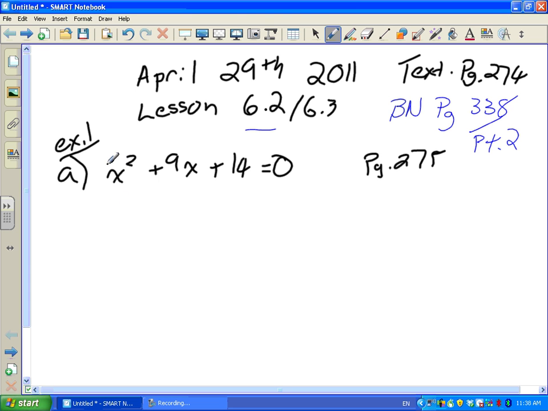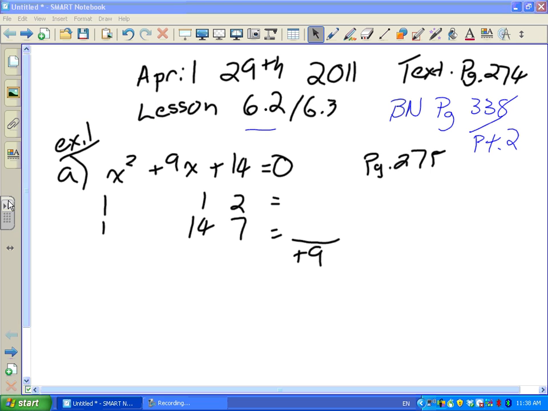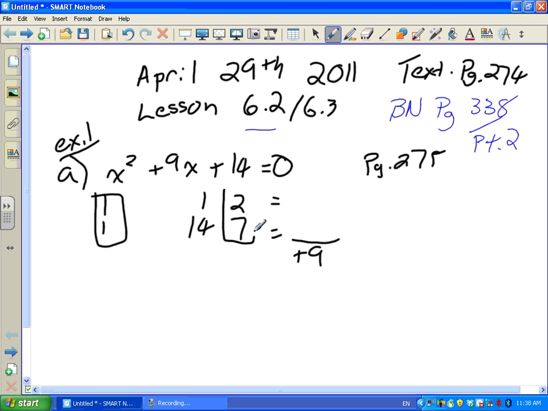In order to factor this, we take the factors of a and the factors of our c, which are 1 and 14, 2 and 7, and we know that the products have to add up to positive 9. So, from quick glance, I can tell already I'm going to use this column. 1 times 2 is 2. 1 times 7 is 7. 2 plus 7 is positive 9. Works out excellent. We go to put it into our brackets.